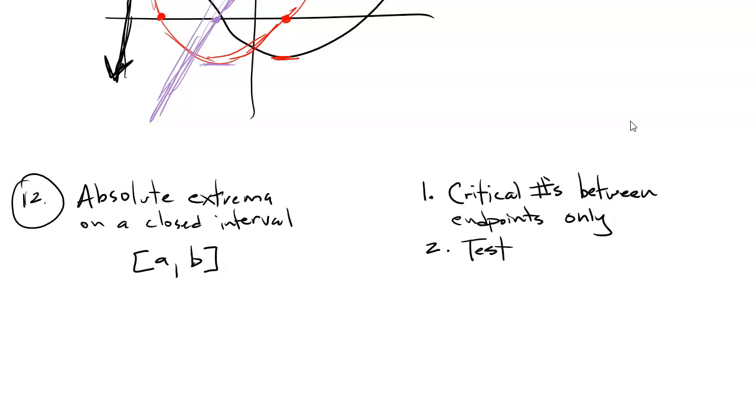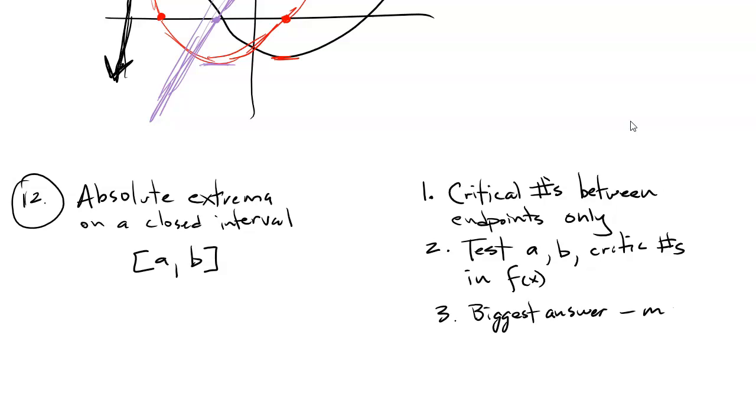Okay, so what you're going to do is test A, B, and the critical numbers in f of x. So test the endpoints and test the critical numbers. Biggest answer is max. Smallest answer is min. Those are basically the 3 steps for finding absolute extrema on a closed interval.